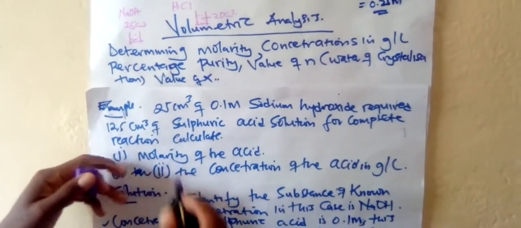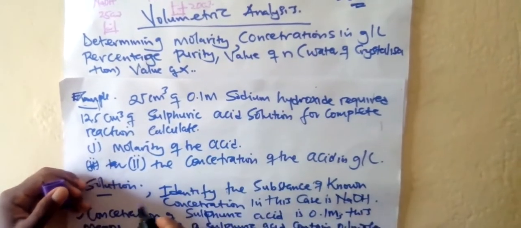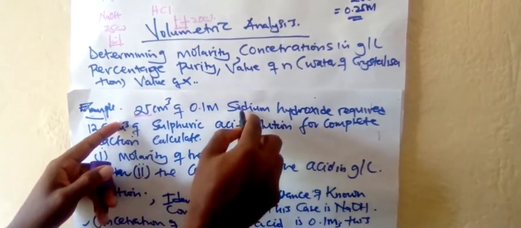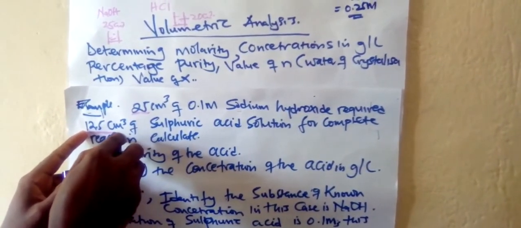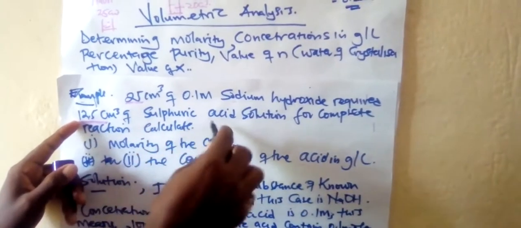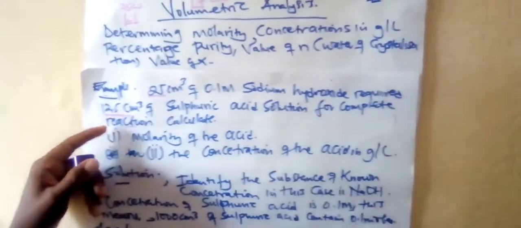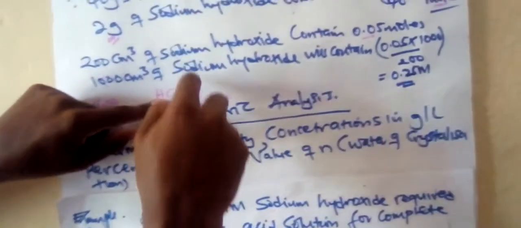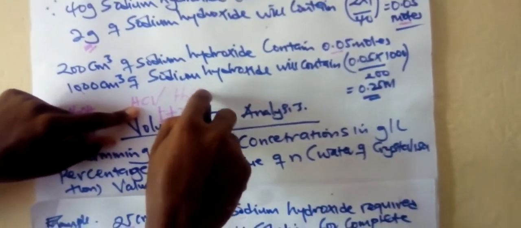Example: 25 centimeters cubed of 0.1 molar sodium hydroxide required 12.5 centimeters cubed of sulfuric acid for complete reaction. So here is sodium hydroxide. This time, instead of HCl, we have sulfuric acid.